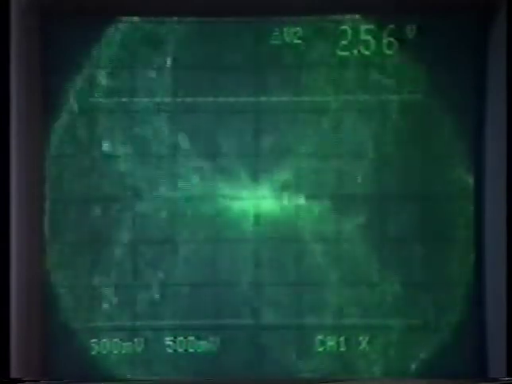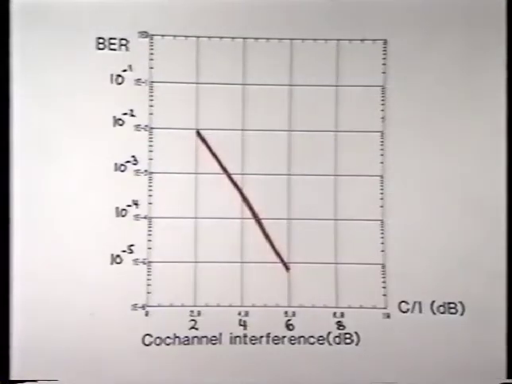Co-channel interference can be added. At 0 dB carrier to interference ratio, this is the resulting XY oscilloscope diagram. At a bit error rate of 10 to minus 2, a co-channel interference ratio of 2 dB can be sustained.